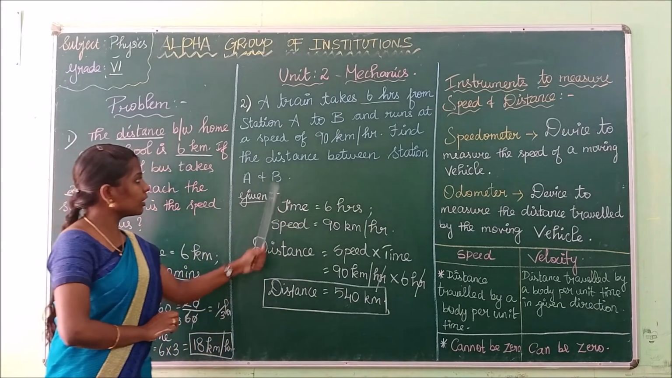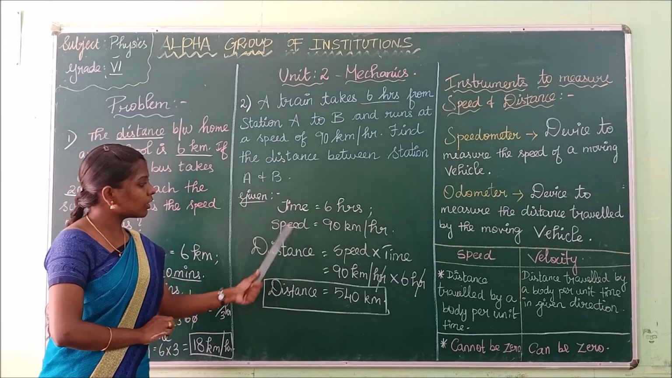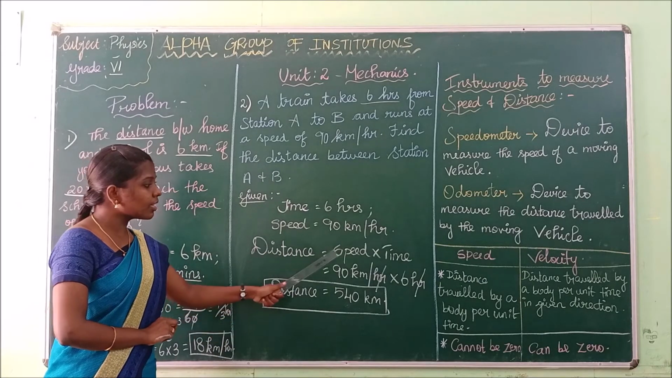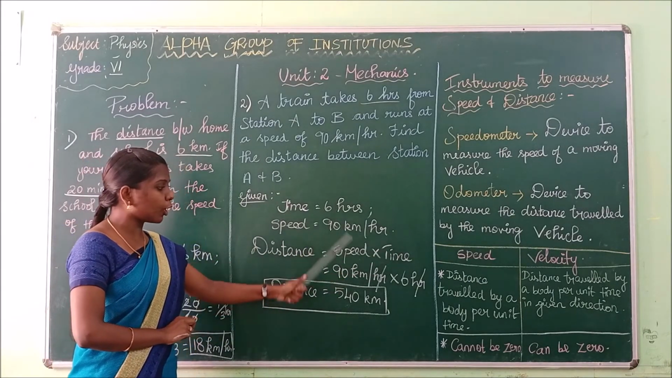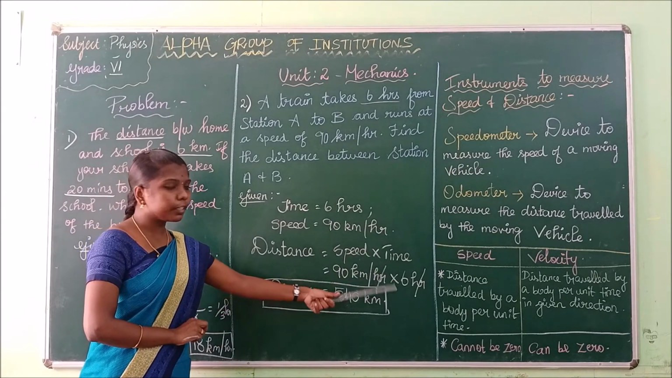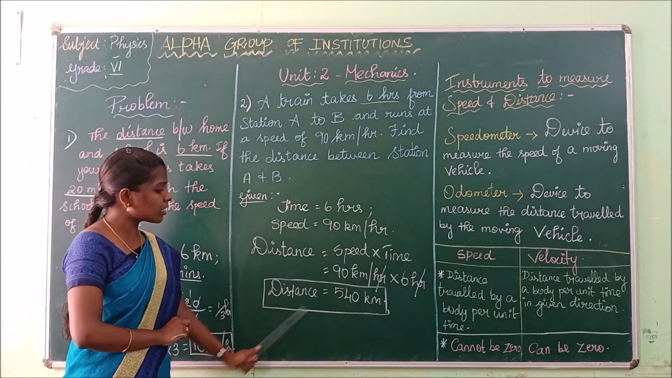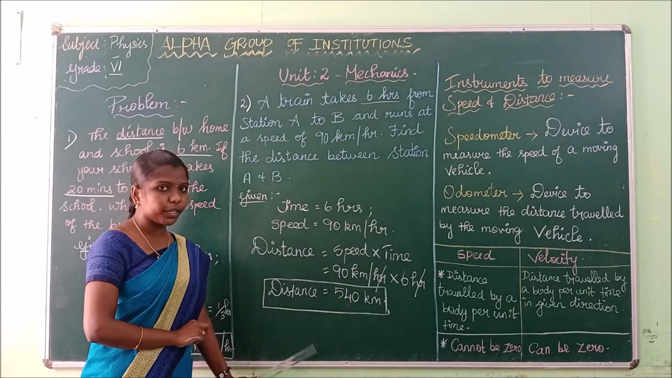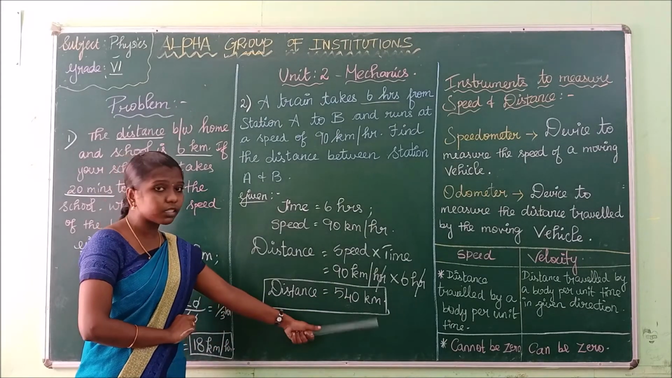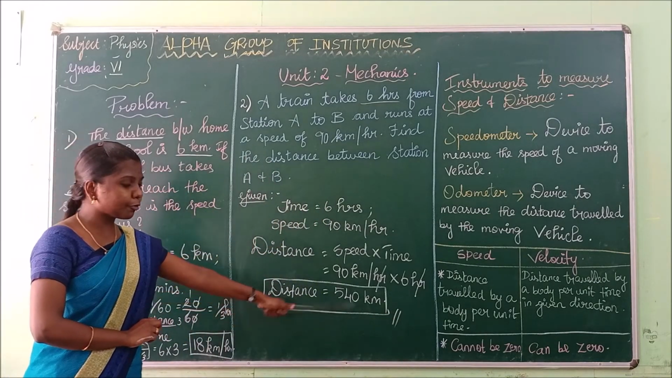Is it clear? Yes, see. They have given the value for time. The value for time given here is 6 hours. Then the value for speed is 90 kilometer per hour. The formula to calculate distance is speed into time. They have given us the value for speed and time. Substitute the values 90 kilometer per hour into 6 hour. This hour and this hour gets cancelled. The distance equal to 90 into 6 kilometer. 90 into 6 is 540 kilometer. Okay, the unit of distance is kilometer. Is it clear? So the distance between station A and B is 540 kilometer.